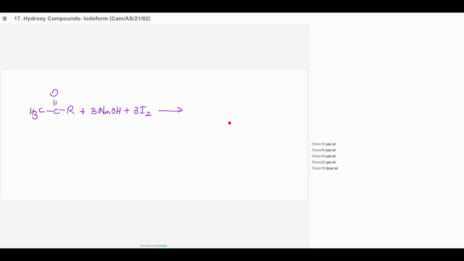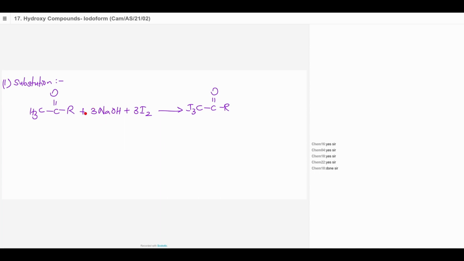So that results in the substitution of the 3 carbon-hydrogen bonds with 3 iodines. This is what happens in the first stage. That's why we call this stage the substitution stage. Right, that's the first step, right? Substitution, where the 3 hydrogens of the methyl group attached to the carbonyl are substituted with 3 iodine atoms.